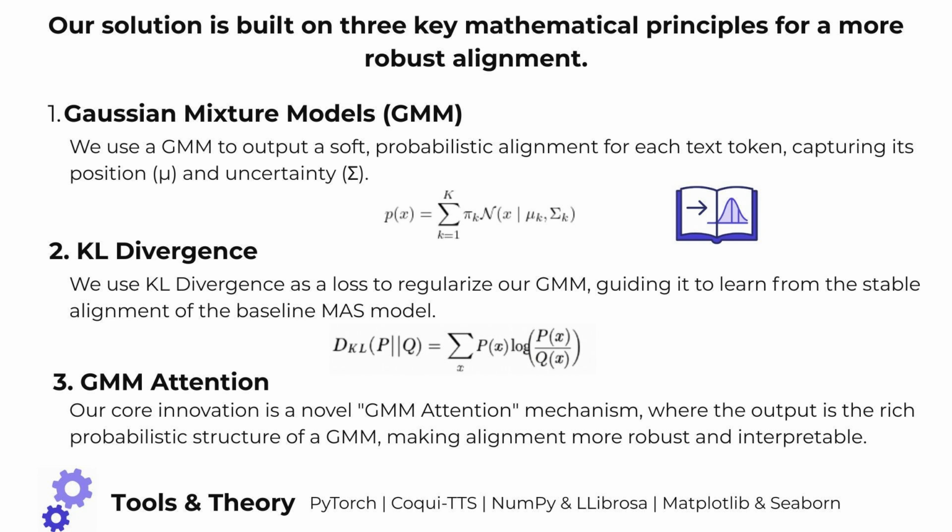Third, we will use GMM attention. Our core innovation is a novel GMM attention mechanism where the output is the rich probabilistic structure of a GMM, making alignment more robust and interpretable. For this, we'll be using tools and libraries like PyTorch, NumPy, Librosa, Matplotlib, and Seaborn.